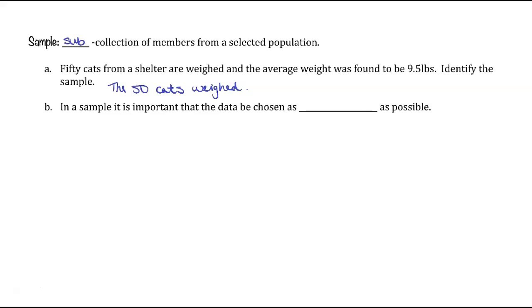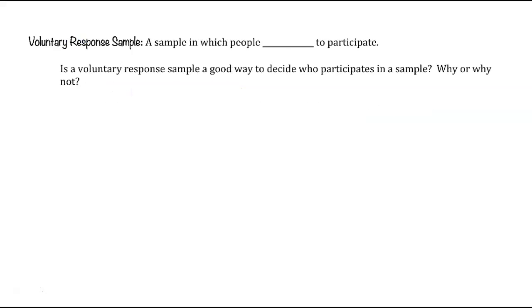When we're drawing a sample from a population, it's really important that the data is chosen as randomly as possible. Random samples are often more representative of a population, and they help us avoid bias. One type of sample is a voluntary response sample. A voluntary response sample is a sample in which people choose to participate. Imagine walking out of a store and having somebody stand outside the door and asking you a question. You get to choose to answer the question or decline.